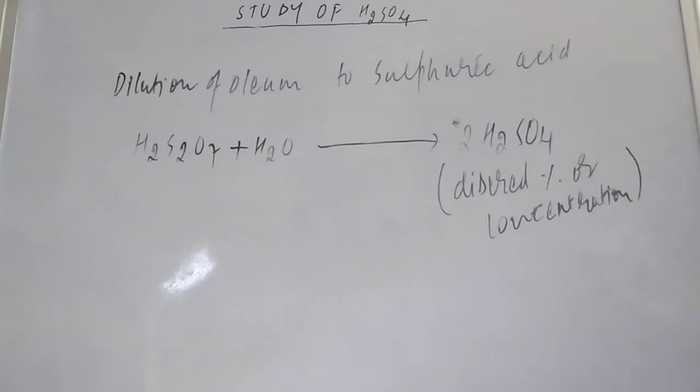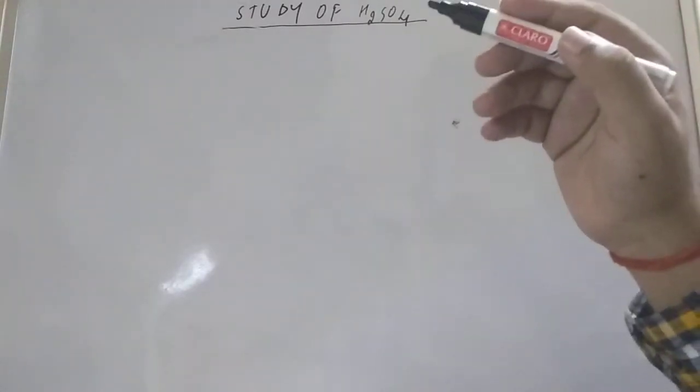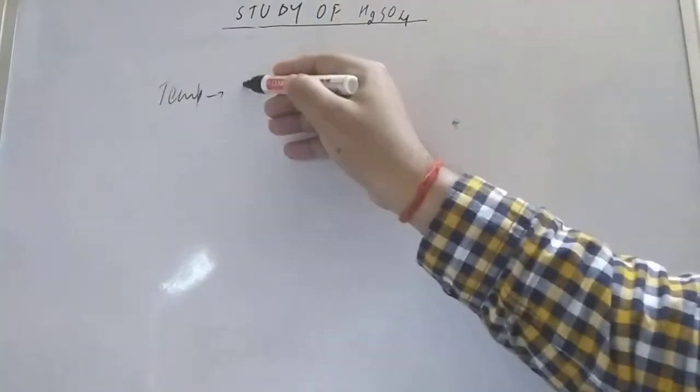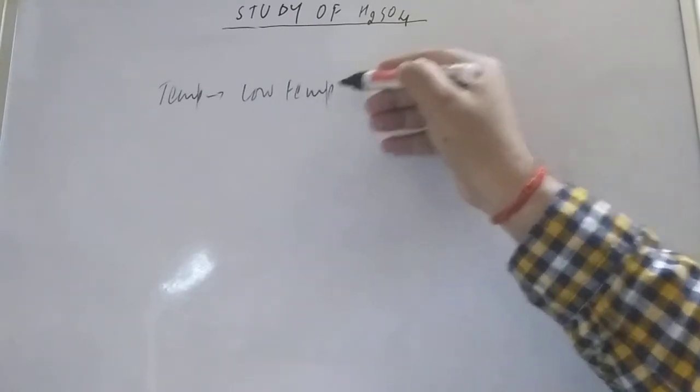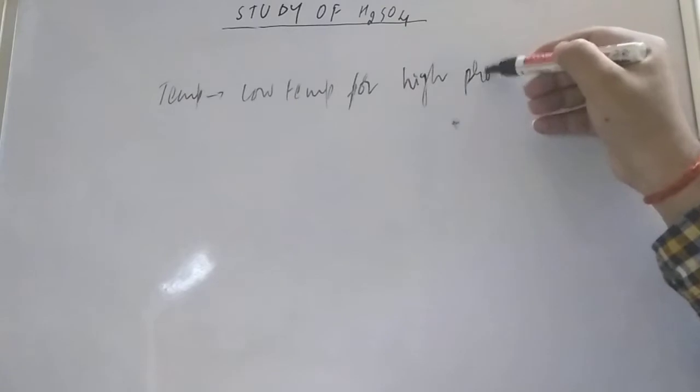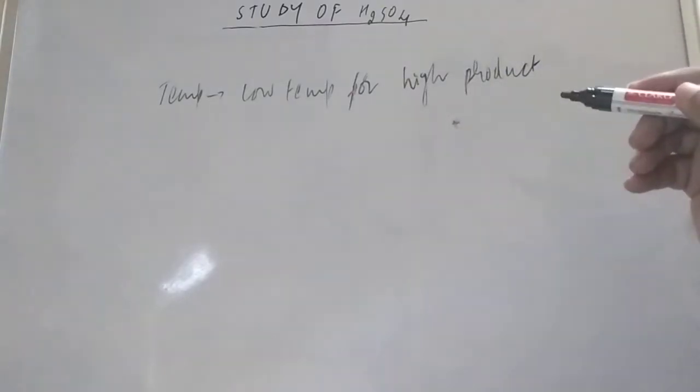Now, when you are talking about dilution, we have to maintain the temperature, which is not so high. Low temperature is preferred, because dissolution of SO3 in sulfuric acid is a highly exothermic process. So low temperature for high product. This is our condition. Low temperature for high product.